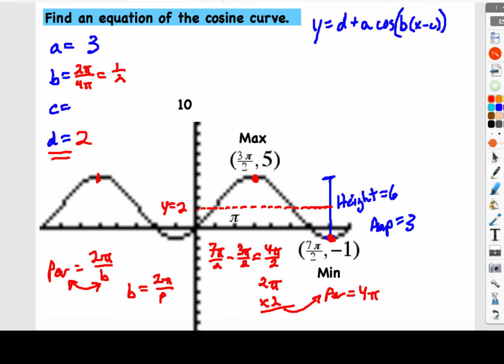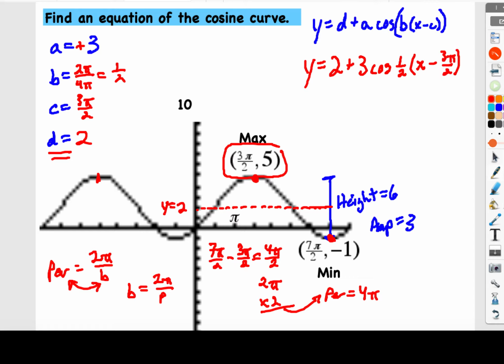Now, a cosine typically starts at a maximum, so to make our lives easy, why don't we pick this maximum point we were given? So our c value is going to be 3 pi over 2. And that remains, if we're going to start at a maximum, that's going to keep that a value as a positive number. So now we can go back and write our equation, y equals d being 2 plus 3, right, the a value, the cosine of b, or 1/2, of x minus the c value, 3 pi over 2. And that would be one possible equation for our function.